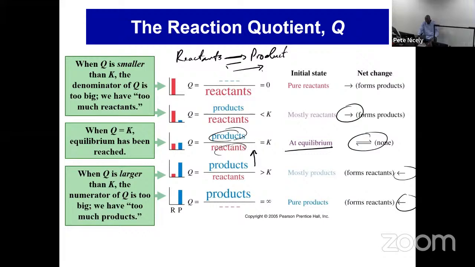If Q is smaller than K, then the denominator of Q is too big. We have too much reactants, and therefore we're going to shift to form more products. If Q is equal to K, equilibrium is achieved. But if Q is larger than K, then the reaction will shift, favoring the formation of reactants, decreasing the amount of products, and therefore will achieve equilibrium after that.